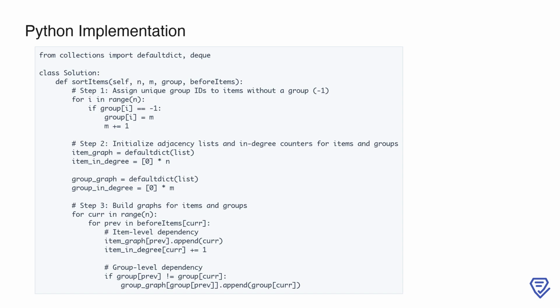For each item, we look at its prerequisites from the before_items list. If there's an item level dependency, we update the item_graph and increment the item_in_degree of the current item. If the dependency involves different groups, we also update the group_graph and increment the group_in_degree for the group of the current item. This sets the stage for sorting the items in groups based on their dependencies.